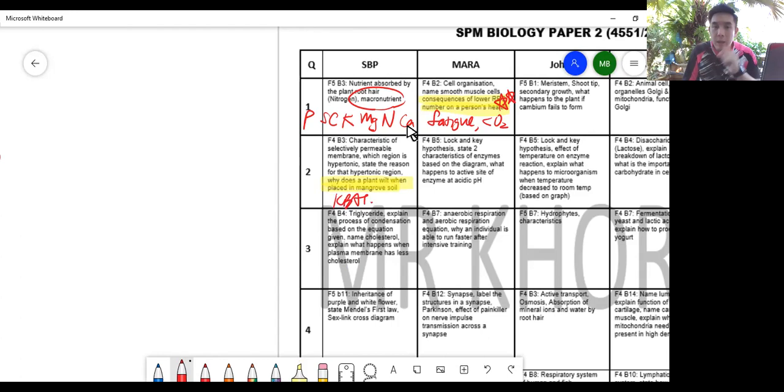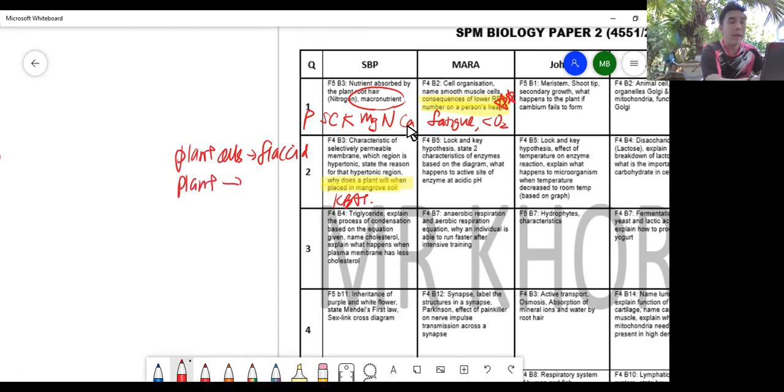But guys, when it comes to this question, I only want to highlight one common error that students often make. The word flaccid and wilt, you have to be very careful. When we talk about plant cells, you must use the word flaccid or plasmolyzed, telah mengalami plasmolysis. But if you talk about the plant, then only you use the word wilt, layu.